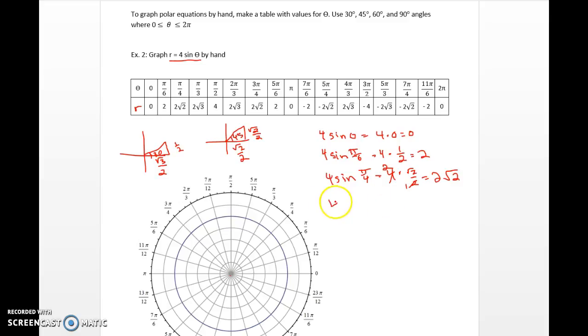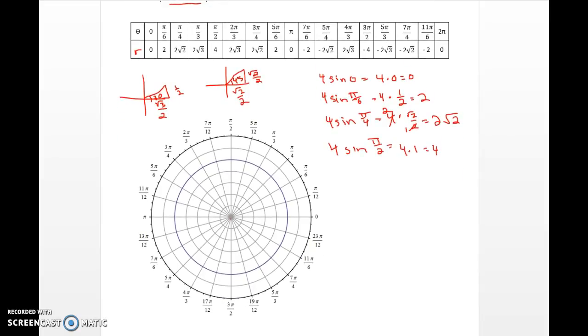If we did one more, 4 times sine of, let's do pi over 2. Sine of pi over 2 is 1, so that's 4 times 1, which is 4. So we could do this for all 4 quadrants, being careful of positives and negatives, and we get this big chart. I filled it out here, and this is how I got all of these. I individually plugged in each theta into the equation of 4 sine theta.